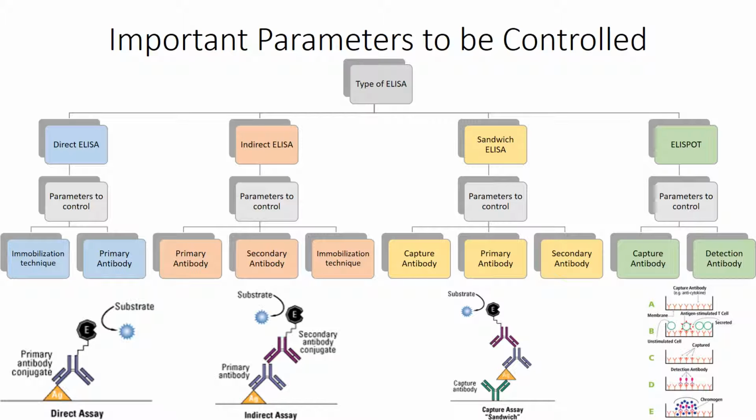So you can do this by functionalizing the surface in any number of ways. Further, it's important to optimize the washing in between steps. The detergent can be optimized to avoid washing away the target and therefore false negatives. It should be strong enough to wash away any unbound antibodies and antigens, but not so strong that it will wash away the target.